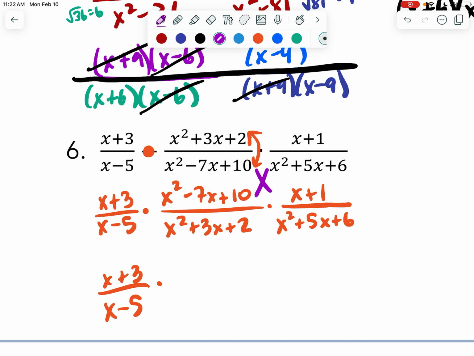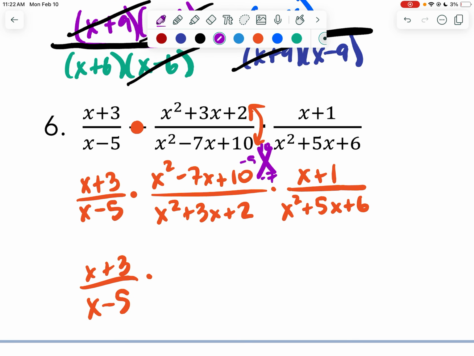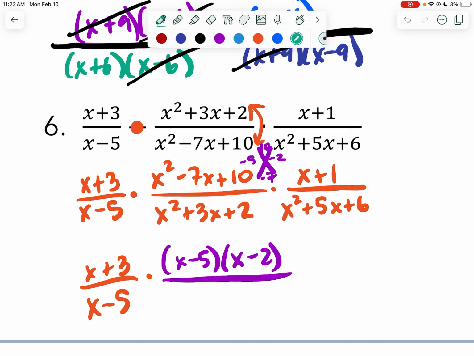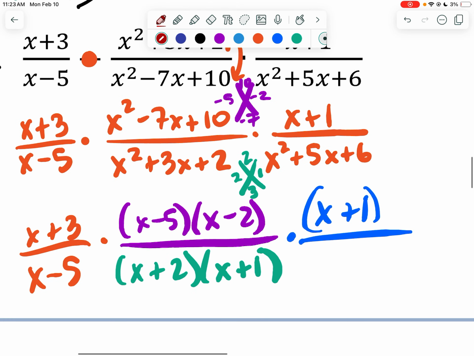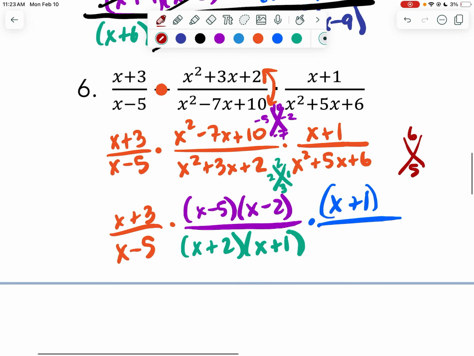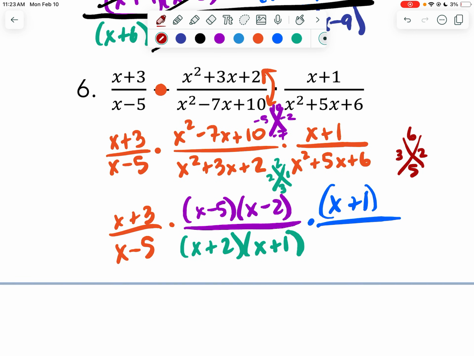Top middle, I can do that. I want what multiplies to 10, adds to negative 7. That's negative 5, negative 2. Bottom is also 3 terms, so I want what multiplies to 2, adds to 3. That'd be 2 and 1. All right, x plus 1 I can't change. And then the bottom of that is another 3 terms. So I want what multiplies to 6, adds to 5. We're all positive, so it's got to be 3 and 2. So that's x plus 3, x plus 2.